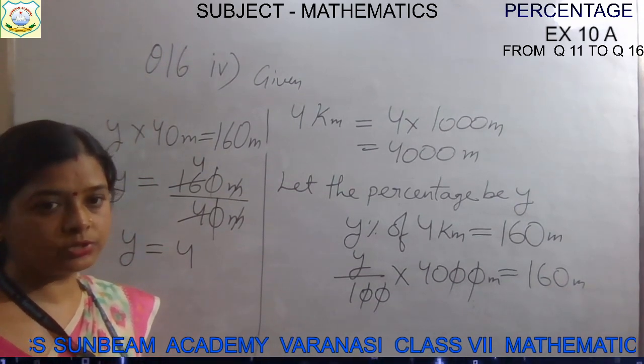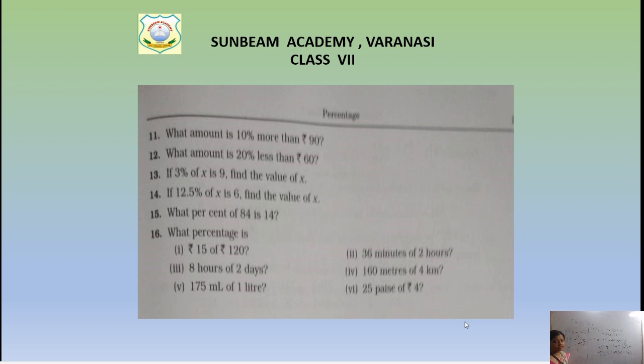That is the last question, children. Last question is: what percentage is 25 paise of 4 rupees? Same question with different units. Earlier we solved for minutes and hours, then meter and kilometer, and now it is in paise and rupees. Let's solve this question, children.